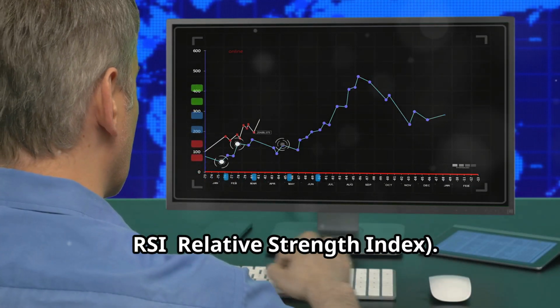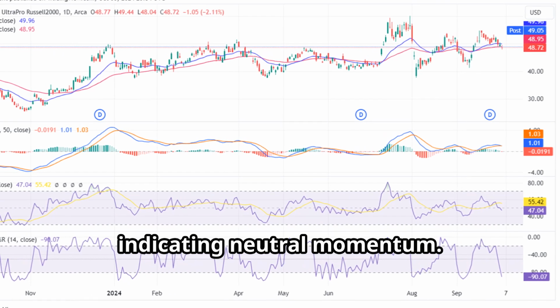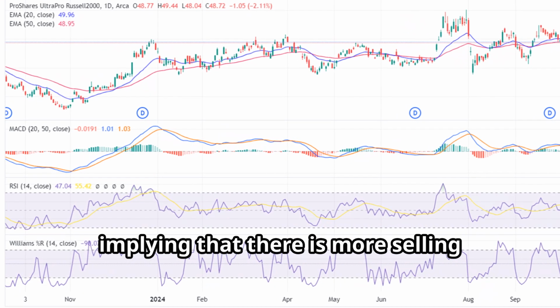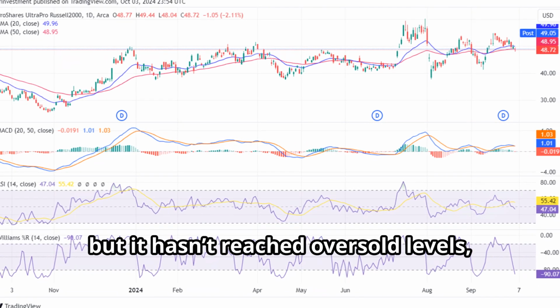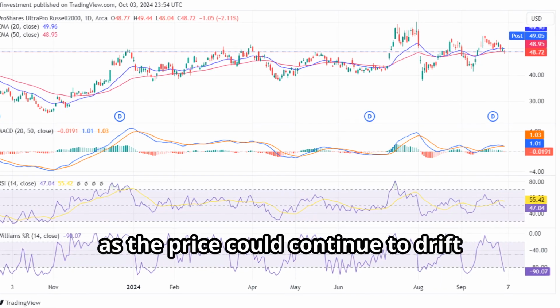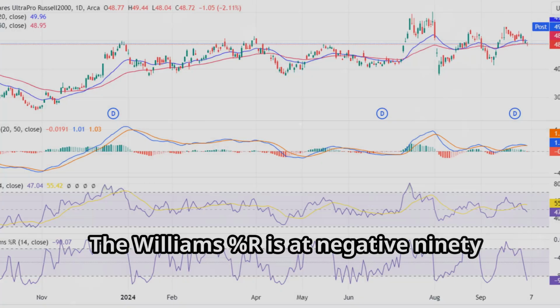RSI, Relative Strength Index. The RSI is at 47.04, indicating neutral momentum. The RSI is below 50, implying that there is more selling pressure than buying at this point, but it hasn't reached oversold levels, which would be below 30. This suggests a wait-and-see approach, as the price could continue to drift lower but isn't drastically oversold yet.